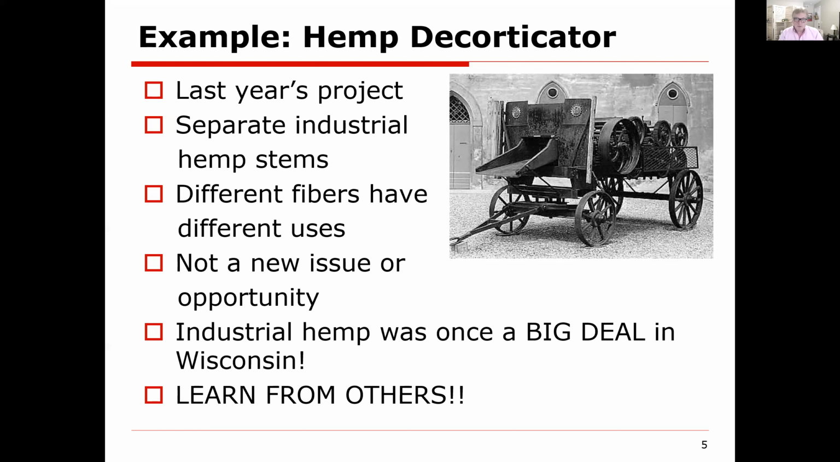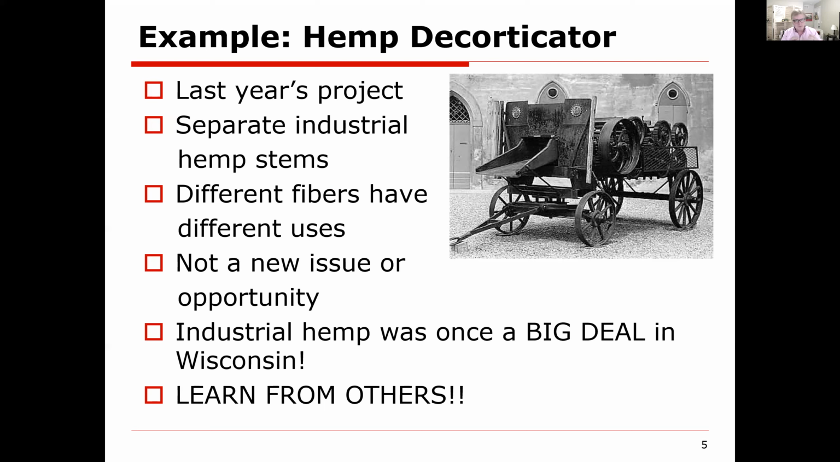I'm going to use an example from 2020. One of our senior design projects was to develop a farm scale hemp decorticator. That's a hard word to say, a hemp decorticator. And the job of a decorticator, it's typically a mechanical device. It's to mechanically separate industrial hemp into its various component fibers.